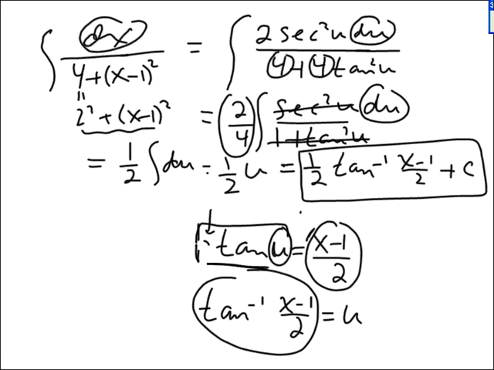Trig substitution. These are a bit difficult, so we'll do a number of them. Here's a similar one. Suppose you have dx over 1, unlike the last one, not plus, but minus (x minus 1) squared.